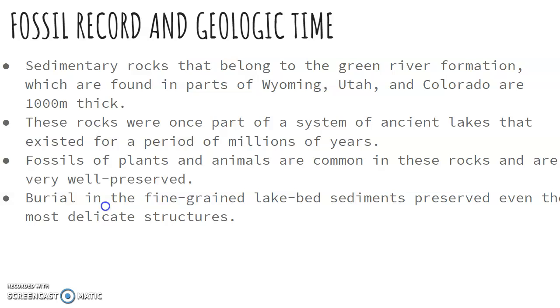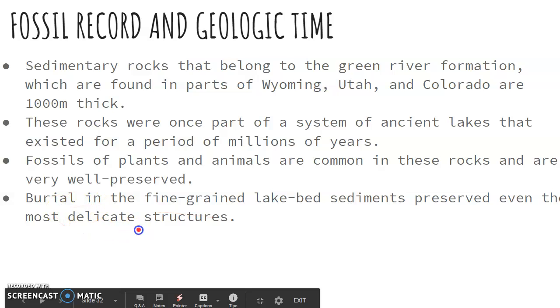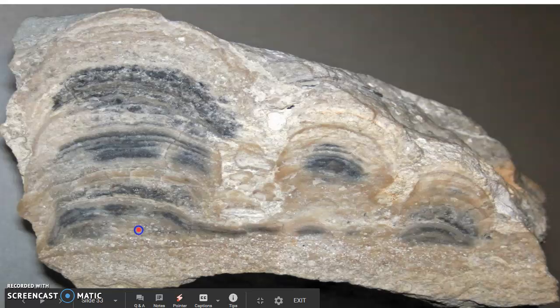From the first day, if you remember, it's easier to preserve hard parts of the body, like bones, teeth, shell, or wood, right? But in the Green River Formation, when an organism was buried, there are cases where even the soft parts of the animal did end up getting preserved. So even the most delicate structures can be found in such fossils.